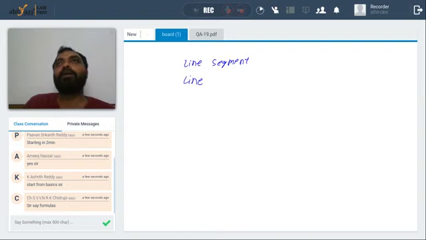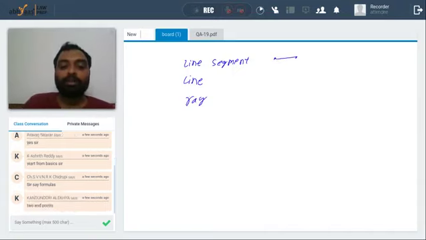Okay. Line segment, line, and a ray. There are three things. What are the differences between them? Okay. Now, what do you mean by line segment? A line segment has endpoints. Two endpoints are there. It is called a line segment.